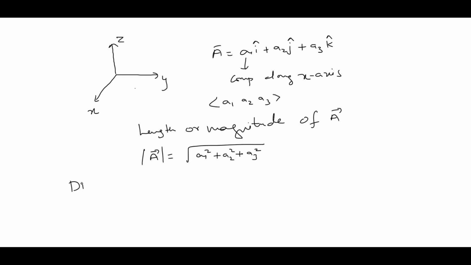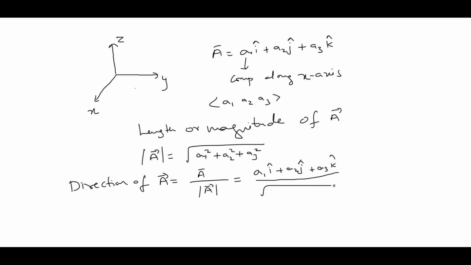Now to find the direction of the vector a bar, the direction of this vector is the vector a divided by its magnitude or length. So basically it turns out to be a1 i cap plus a2 j cap plus a3 k cap divided by the square root of a1 square plus a2 square plus a3 square. So this is the direction. So it's easy to find the length and direction of a vector when it is given in this fashion.